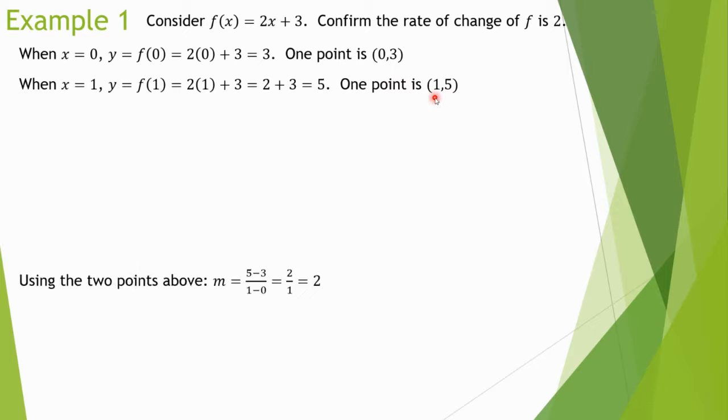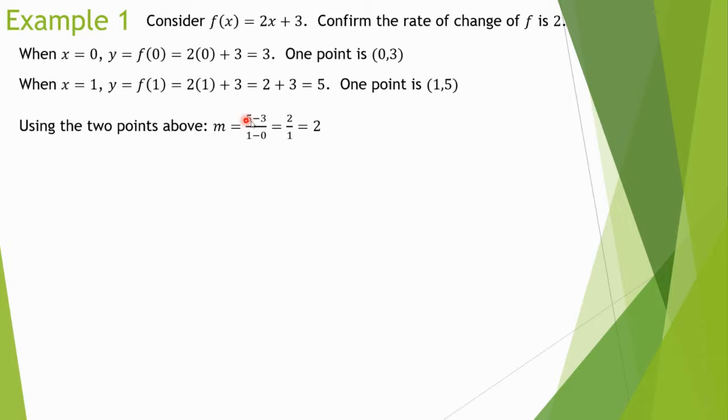And then we just calculate slope. That's all. See? Change in output over corresponding change in input. 5 minus 3 over 1 minus 0. Change in output over corresponding change in input. Doing so, we get 2.